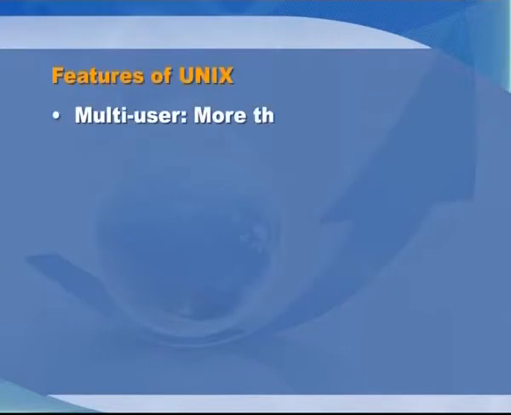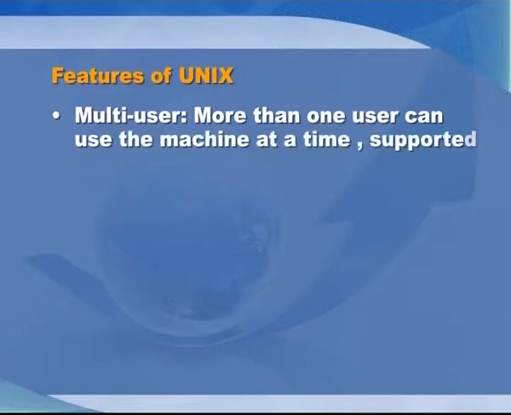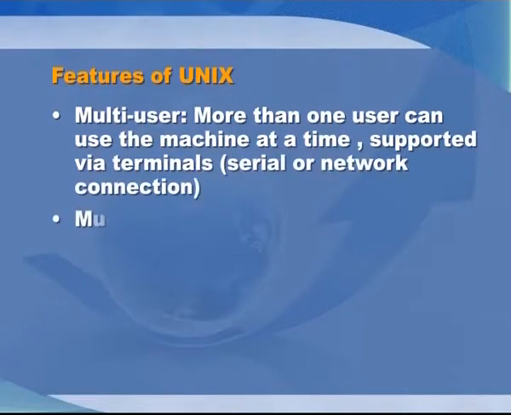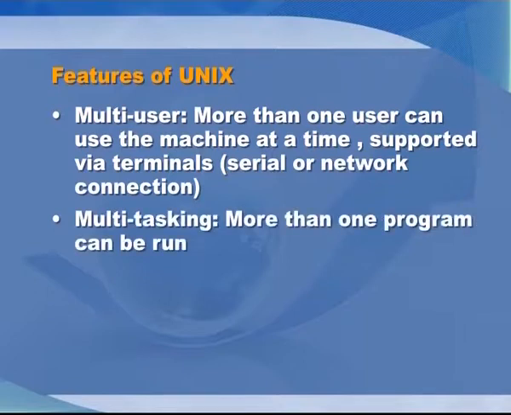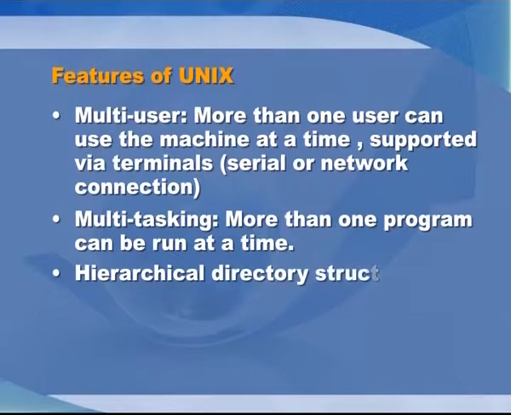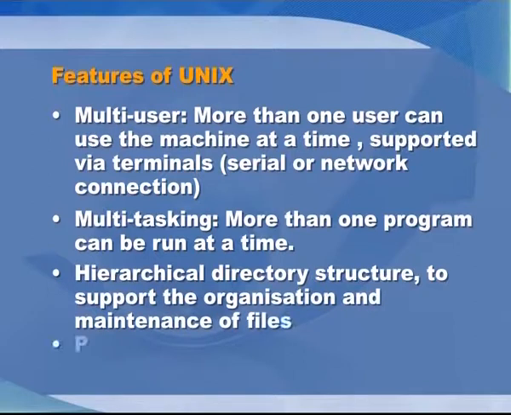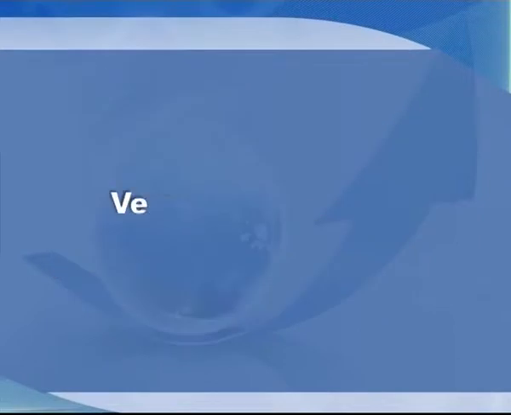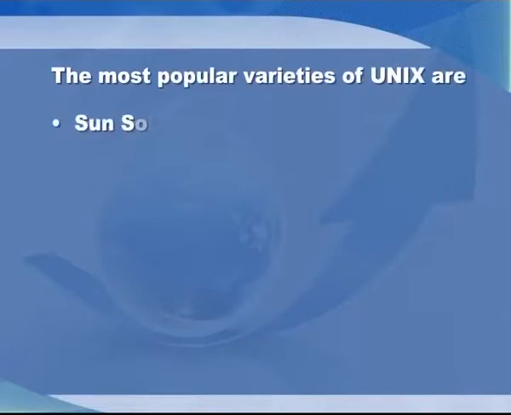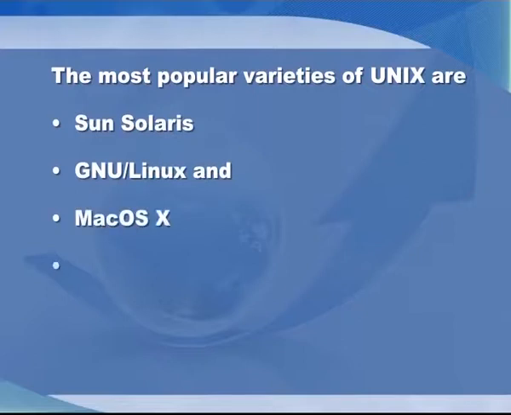Features of UNIX. Multi-user: more than one user can use the machine at a time, supported via terminals or serial or network connection. Multitasking: more than one program can be run at a time. Hierarchical directory structure to support the organization and maintenance of files. Portability: versions of UNIX. There are many different versions of UNIX, although they share common similarities. The most popular varieties of UNIX are Sun Solaris, GNU or Linux, and Mac OS X.